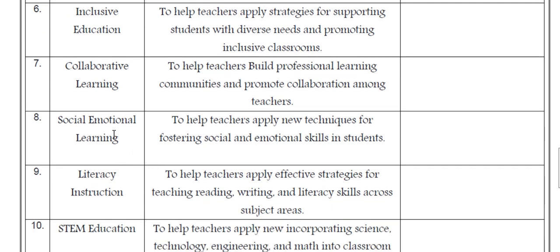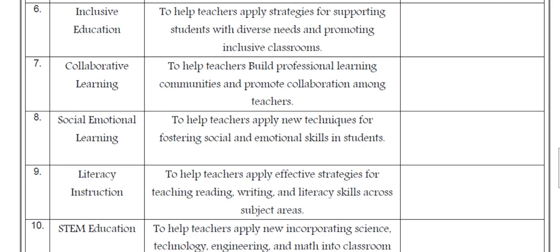The next one is social emotional learning. The objectives for this are to help teachers apply new techniques for fostering social and emotional skills in students. My friends, this is very important. As a teacher, your task is not only to give them some academic information related to the subject you are tackling, but to consider their emotions and to help them help one another, to let them feel that everyone is welcomed and that all of us in the classroom are one family and everyone acts as a family member.